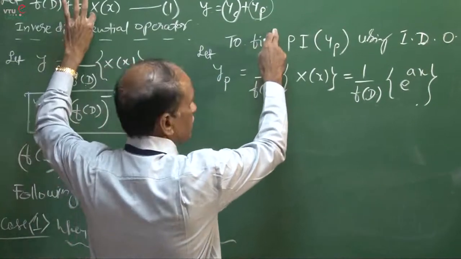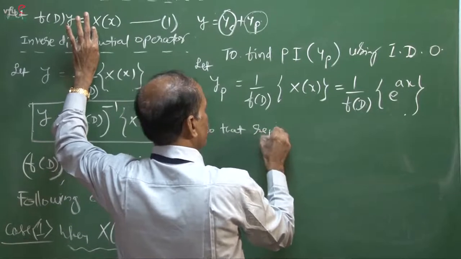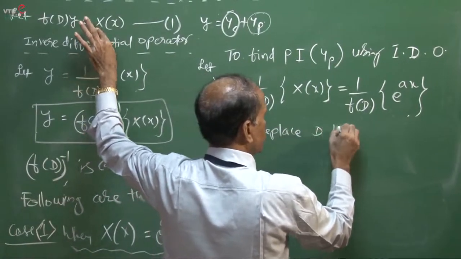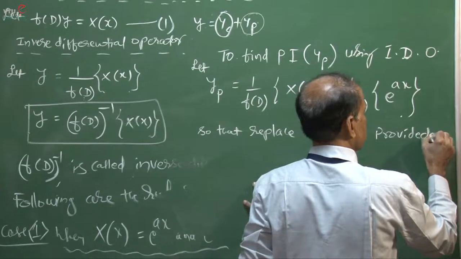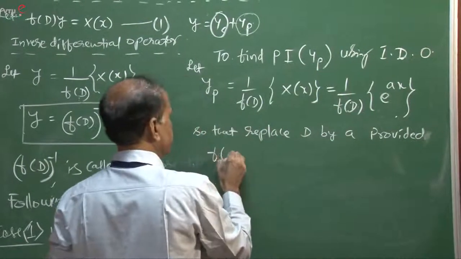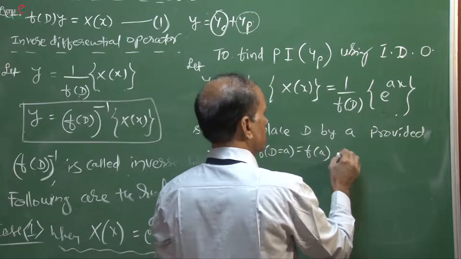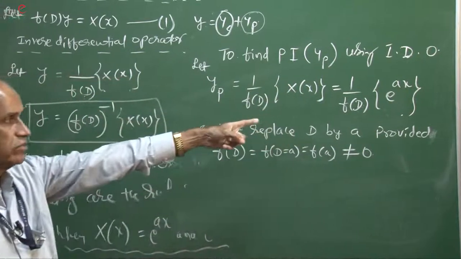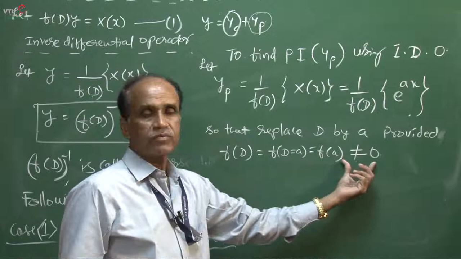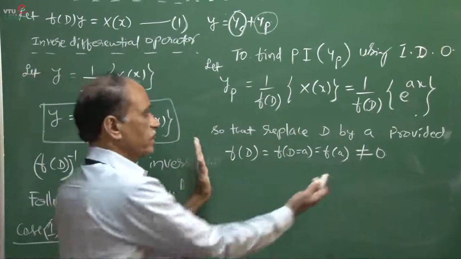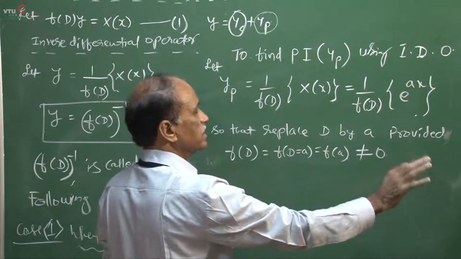In the f of D, replace D by a. This is the condition, provided f of D equal to f of a is not equal to 0. When you replace that D by a, you must be very, very careful. This function should not be equal to 0. If it is equal to 0, what happens? We have to think of that. But presently, this is not equal to 0. Then it will be the end of it. Whatever it comes, it will be the solution.